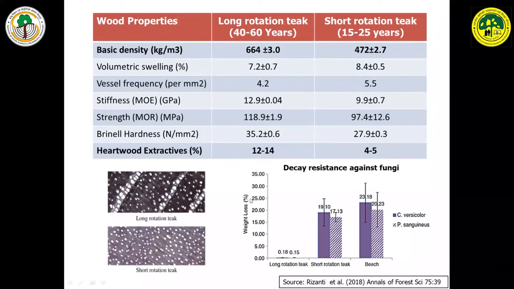So the wood coming from short rotation teak is not as durable as compared to long rotation teak. This graph also shows the decay resistance against fungi. You can see that for the long rotation teak, the weight loss is very little compared to the weight loss because of fungal infection in the short rotation teak.